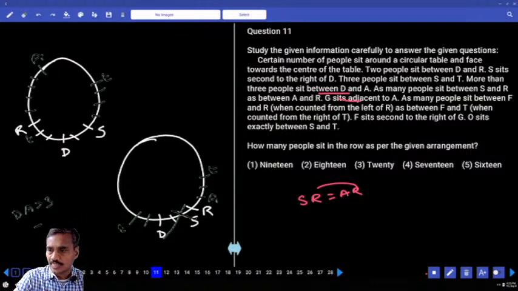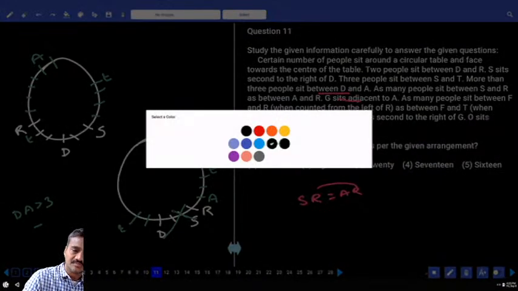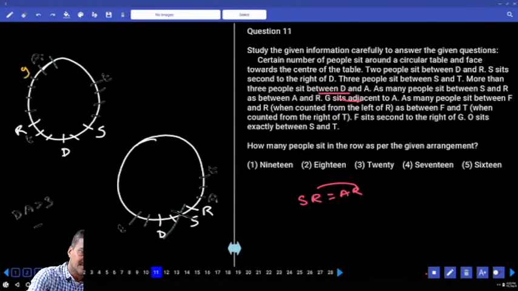And next one, G sits adjacent to A. G is adjacent to A. There are 2 different possibilities for this G. Now G can be either here or G can be here. There are 2 possibilities for this G. Left hand side or right.